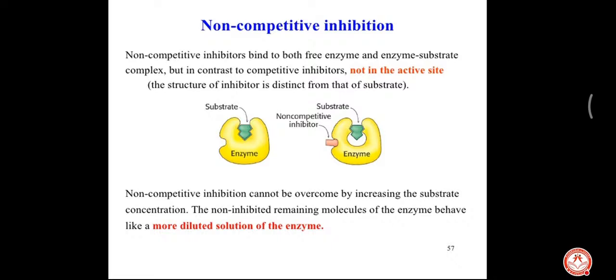Non-competitive inhibition. A non-competitive inhibitor binds to both the free enzyme and the enzyme-substrate complex, but in contrast to a competitive inhibitor, not in the active site. The structure of the inhibitor is distinct from the structure of the substrate. This means that in non-competitive inhibition, the structures of the substrate and the inhibitor are different. Non-competitive inhibition cannot be overcome by increasing the substrate concentration. The remaining non-inhibited molecules of the enzyme behave like a more diluted solution of enzyme.